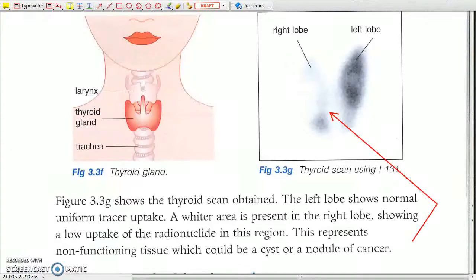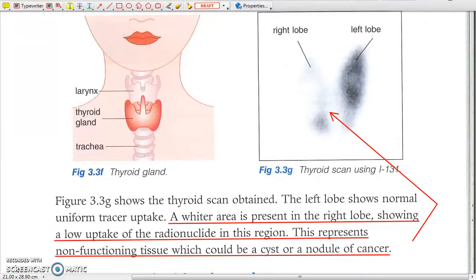By comparing the images of a normal thyroid gland with an abnormal one, both formed by radionuclides, a less blackened image indicates that the absorption of iodine is somehow suppressed. The lower intake of iodine is a symptom of a non-functioning thyroid gland, which could be a cyst or a nodule of cancer.